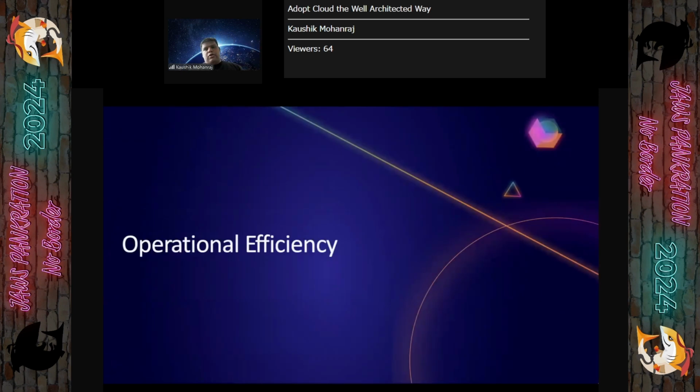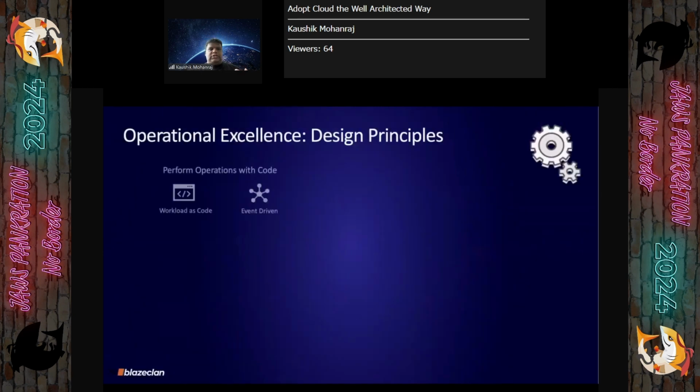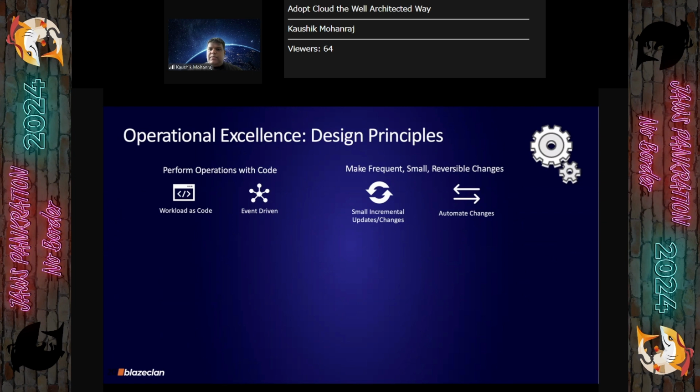Now let's move on to our third pillar, operational excellence, which is around perform operations with code: your workload as code, event-driven, make frequent, small, reversible changes, small incremental changes, and automate them. The third one is revisit operations procedures periodically, evolve procedures. As and when you learn about things that are happening, adapt your processes, have periodical game days so that your team is aware of it.